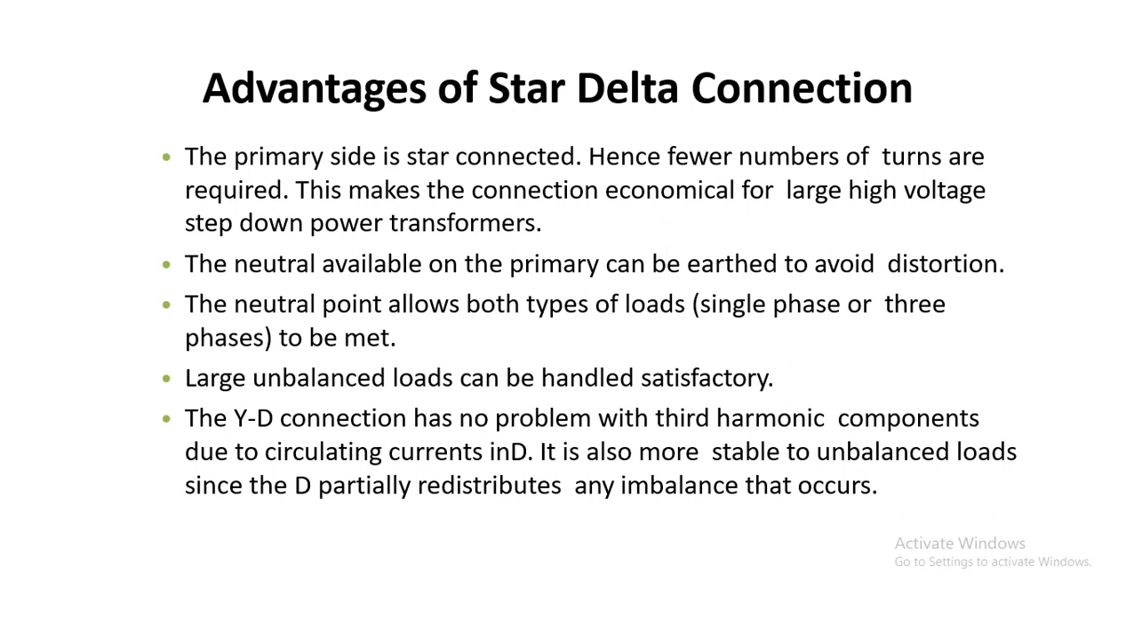The primary side is star connected, hence a fewer number of turns are required. This makes the connection economical for large high voltage step down power transformers. The neutral available on the primary can be earthed to avoid distortion. The neutral point allows both types of loads, whether single phase loads or three phase loads, to be connected at the point. Large unbalanced loads can be handled satisfactorily because unbalanced values can be earthed very easily when the neutral point is available.